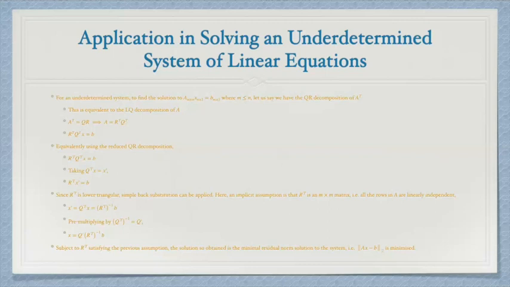Here, as you can see, I mentioned that this is an implicit assumption, that R dash transpose is an n cross m matrix, i.e. all the rows in A are linearly independent. And this is a necessary condition to solve it in the case of an underdetermined system. Unlike SVD, which can apply to any generalized system of equations through the pseudo-inverse, the QR and RQ decompositions apply only in certain cases, subject to certain conditions, such as the one mentioned over here.